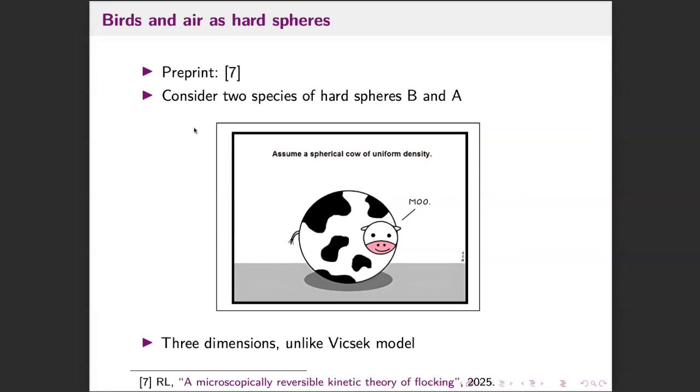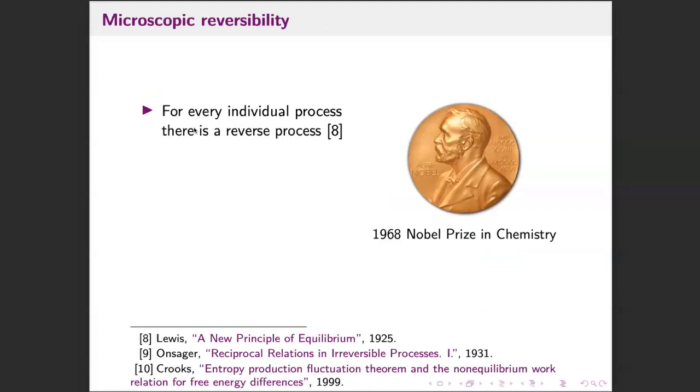Yeah, so we have spheres, so that's 3 dimensions, where a Vicsek model is typically 2D. It can also be 3D. But we consider 3D because kinetic theory is actually, when you work with spheres, slightly easier than working with disks. And it will be microscopically reversible.